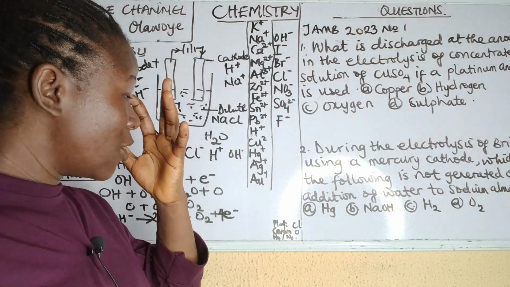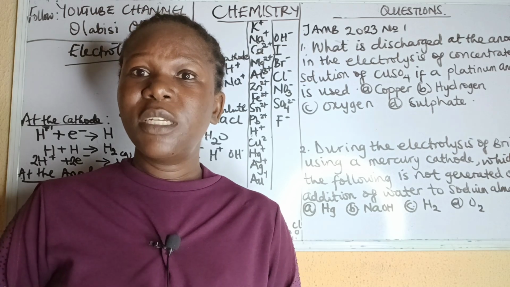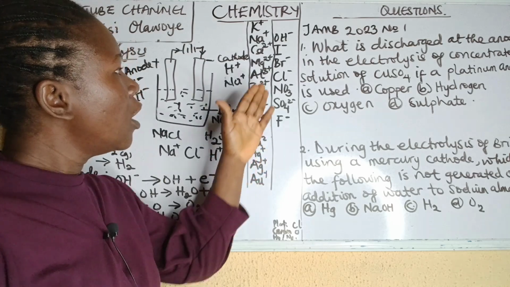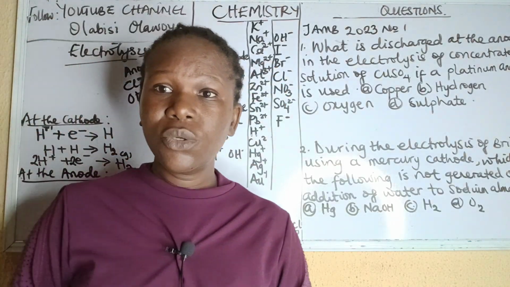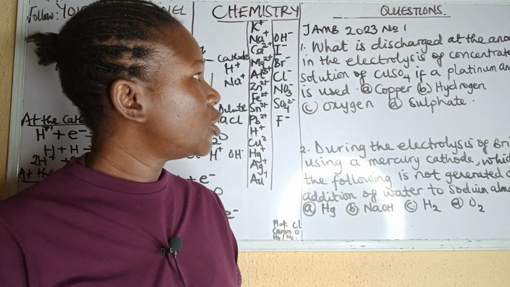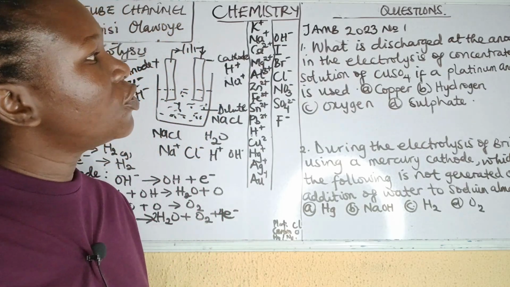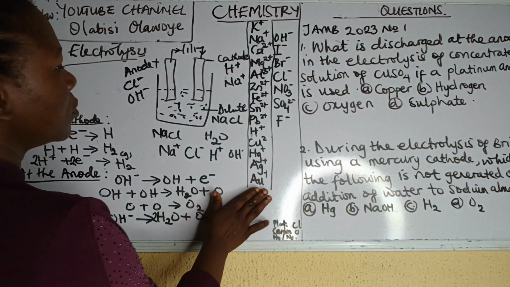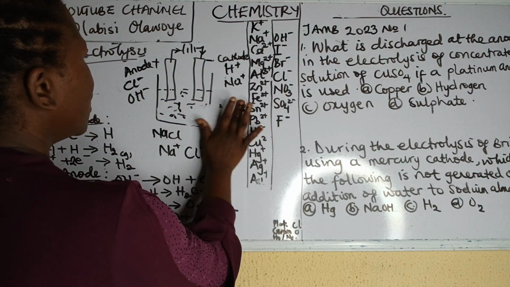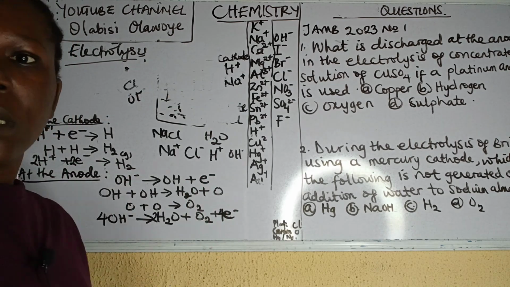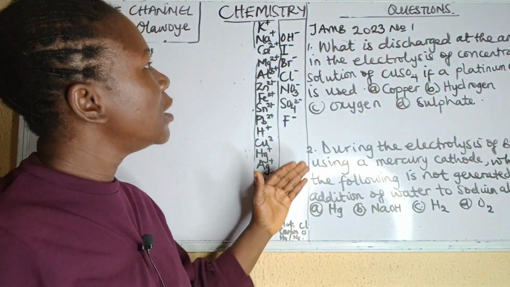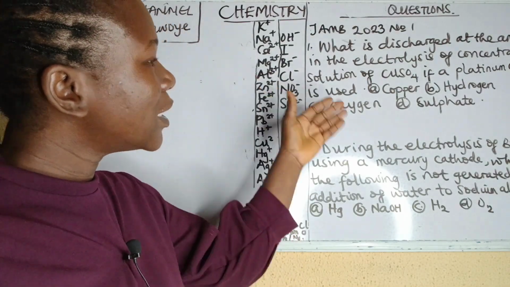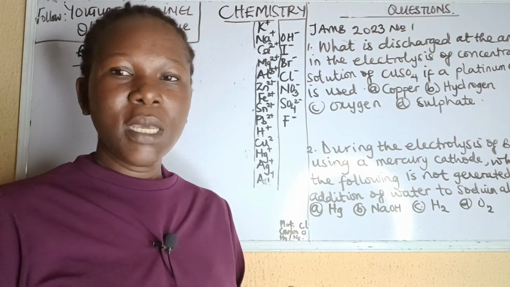Now, using the remaining two factors, we know we have three factors affecting preferential discharge of ions in the electrochemical series. We have the position of ions in the electrochemical series, we have the nature of the electrode, and also we have the concentration of the electrolyte. Now, I will use the concentration of the electrolyte to attempt this question here. We will still use this chart, using the second factor that affects preferential discharge of ion, which is the concentration of the ions in the electrolyte.